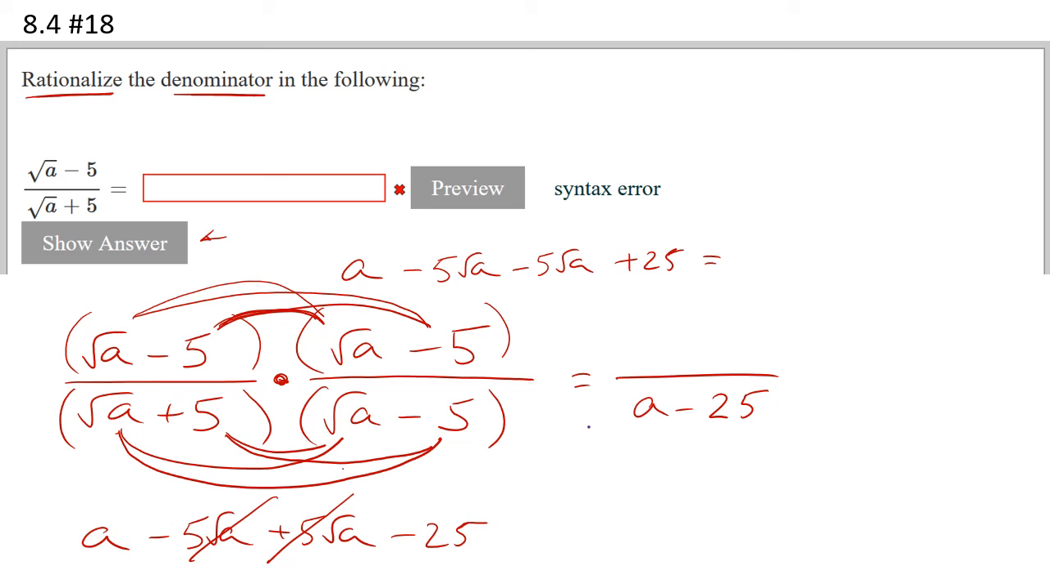So if I were to put this down, in fact, let's put this down over here. I'm going to get an a. These added together make a negative 10 square root of a plus 25. And that should be the answer at the XYZ site as well.